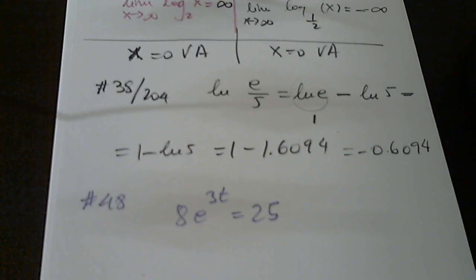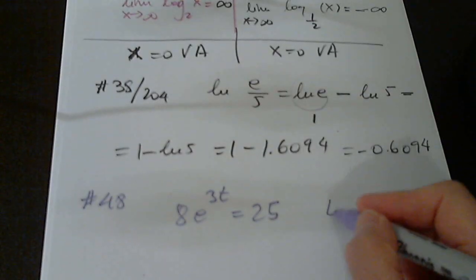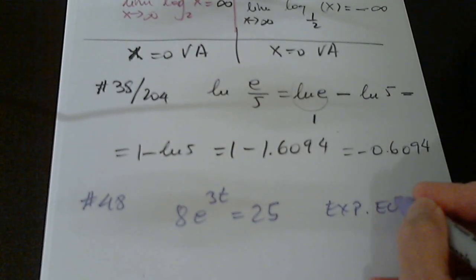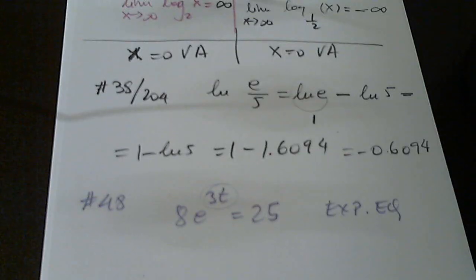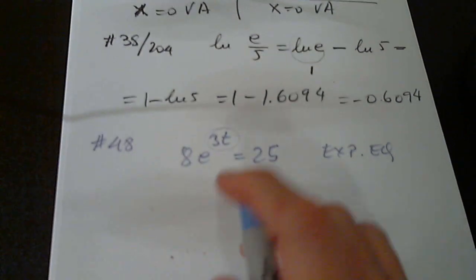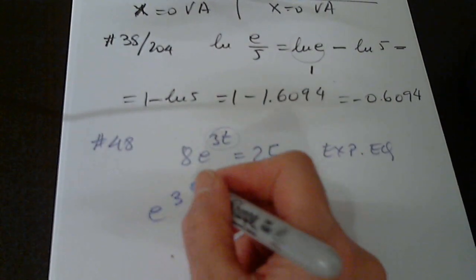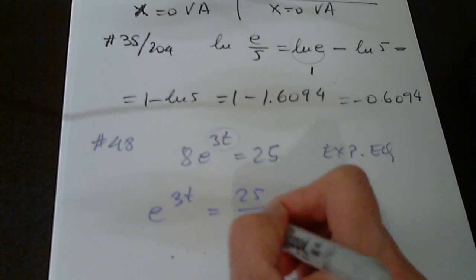Excellent. Very similar to what we just did a few minutes ago. So, what will be the first step? Of course, this is an exponential equation because the variable is at the exponent. So what will be our first step? Divide by 8. Absolutely. Thank you very much. So e to 3t equals 25 over 8.